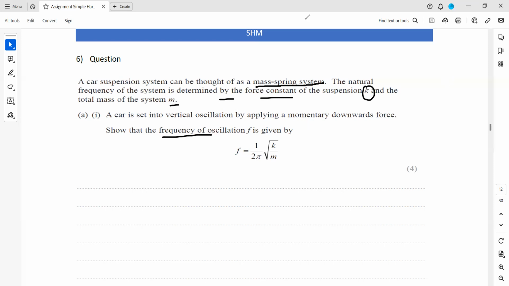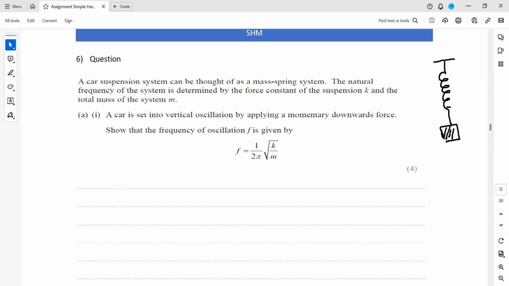So in the question they mentioned we can consider a car suspension system as a mass spring system. It means when a mass is attached to a spring, we can consider that the same as the car suspension system. The working principle is the same. So we have to show that the frequency is given by the formula f equals 1 over 2 pi root k divided by m.